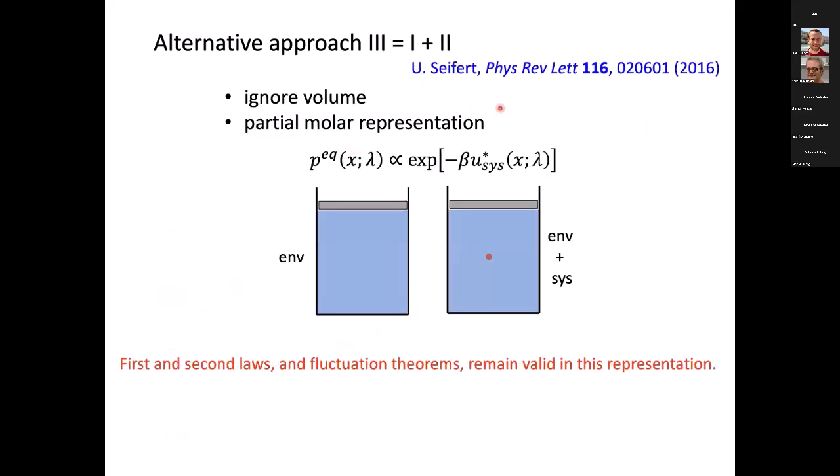All right, so that's the alternative approach 2, and then finally alternative approach 3 is just what you get by adding 1 and 2 together. And this is essentially the approach that Udo Seifert did in his paper. So in this approach, first of all, you ignore the volume, so there's not going to be any talk about enthalpy or Gibbs free energy. Everything is in terms of internal energy and Helmholtz free energy, and you define quantities such as internal energy using this partial molar representation, where all quantities are defined in terms of the effect of adding the system of interest to the environment.